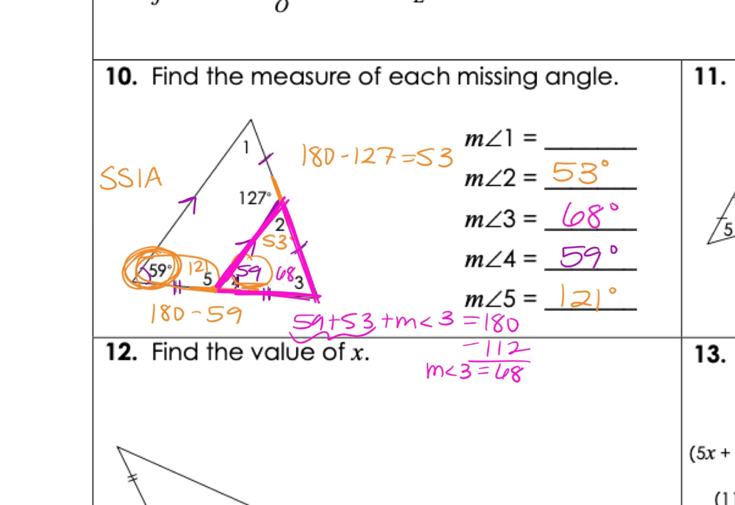What's angle 1? 53. It's corresponding to this guy. Or you could say it's a same side interior with the 127.